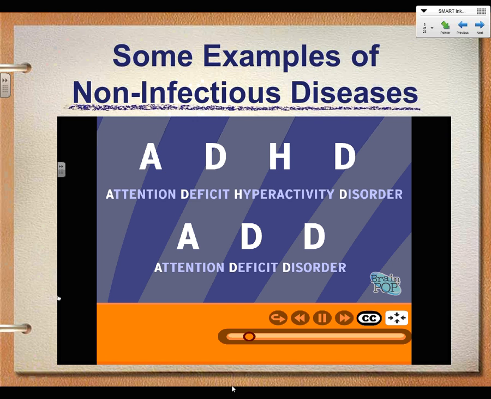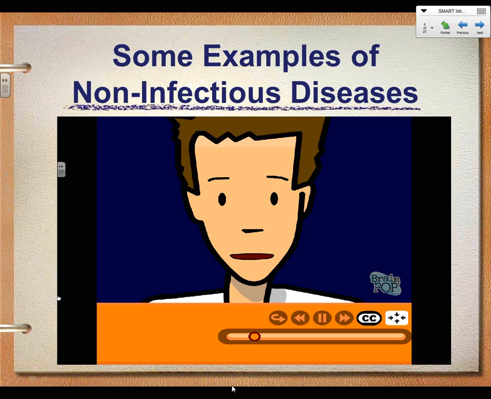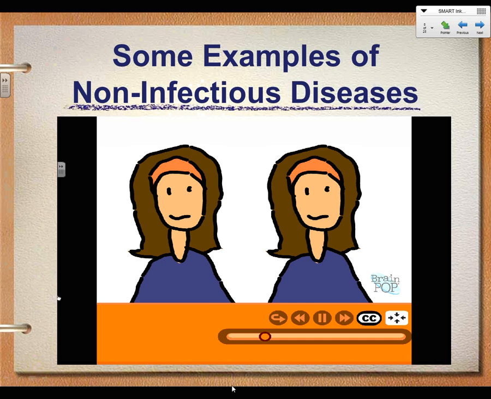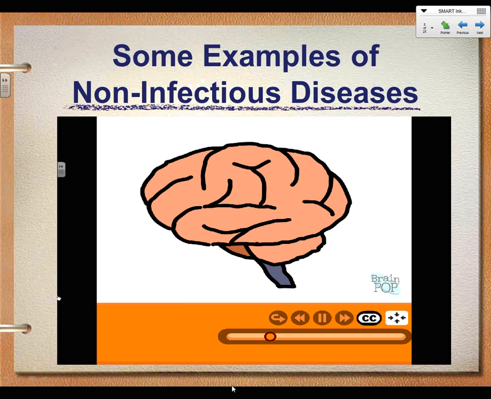ADHD is a behavior disorder that shows up very early in life. Behavior disorders can be inherited. Kids who have ADHD usually have a close relative who also has it. When one identical twin has it, it's likely the other does too. Doctors aren't exactly sure what causes ADHD. They think it has something to do with the levels of certain brain chemicals. So it's important to remember that it's nobody's fault.